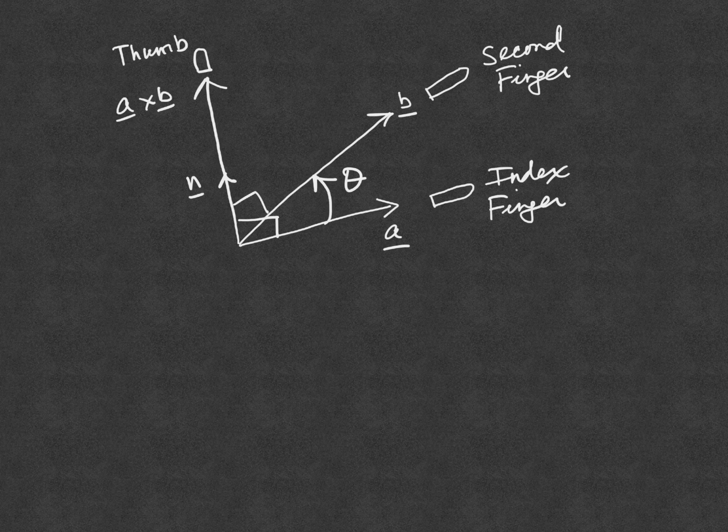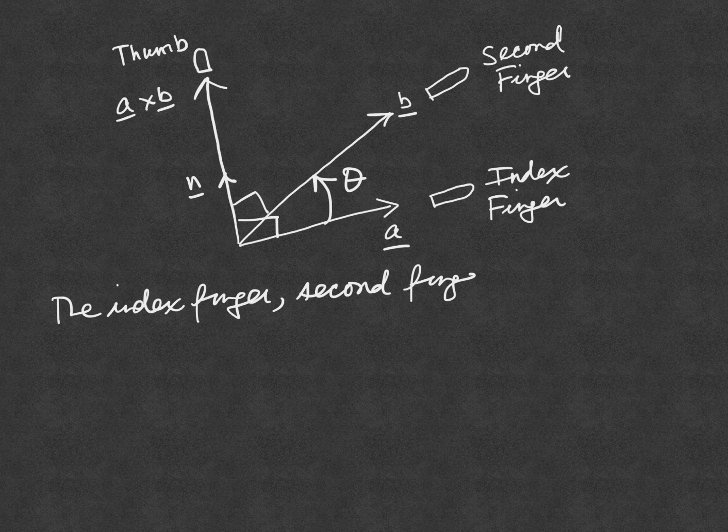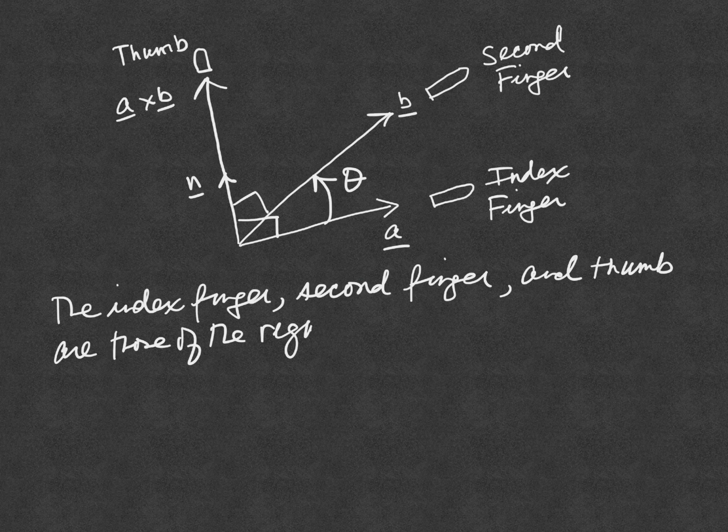So these directions here, the index finger, second finger, and thumb are all with regard to the right hand, not with regard to the left hand. So the index finger, second finger and thumb are those of the right hand. So that's why n is the unit vector orthogonal to A and B in a right-handed sense.